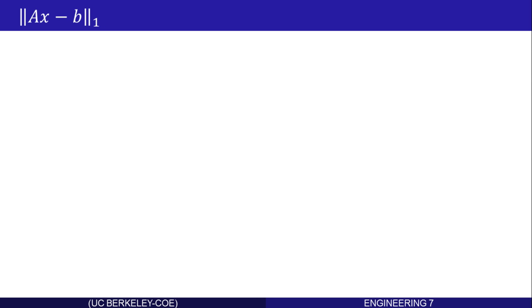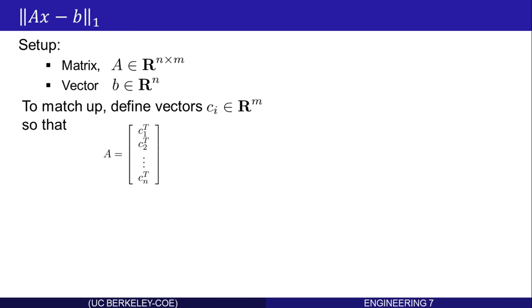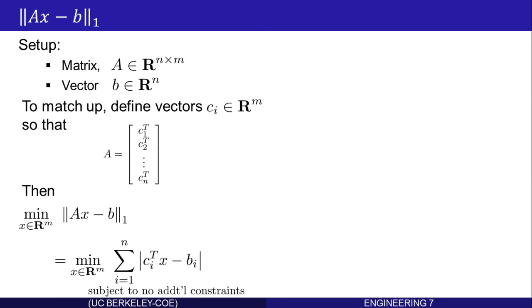How about the one norm minimization? The setup is the same, and again we'll use the notation where the ci transpose are rows of A. Now we're interested in minimizing the one norm. The one norm is the sum of the absolute values of the entries. Remember that each entry of Ax minus b is of the form ci transpose x minus bi. So there is the one norm of Ax minus b.